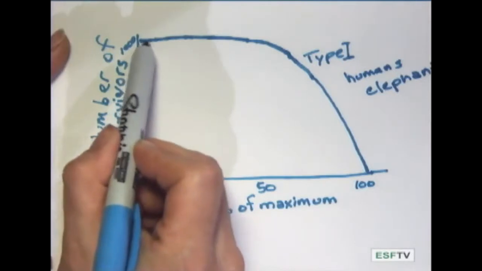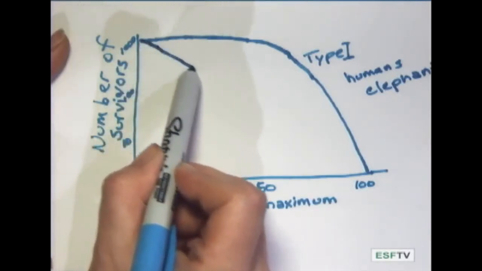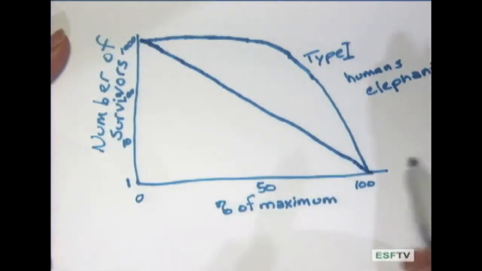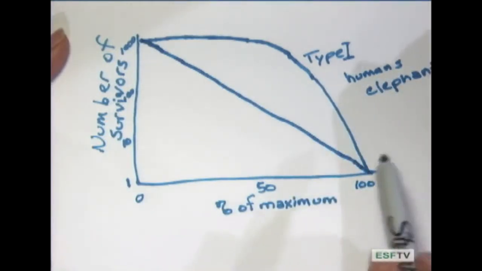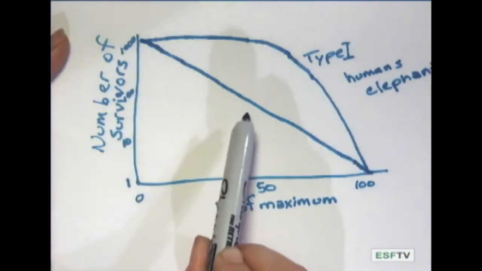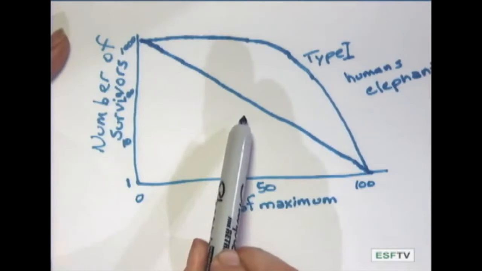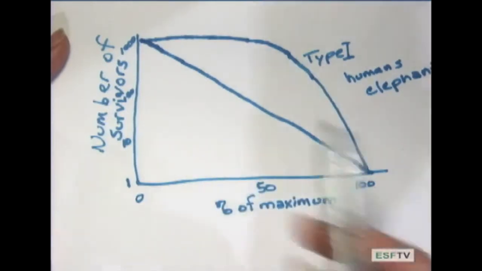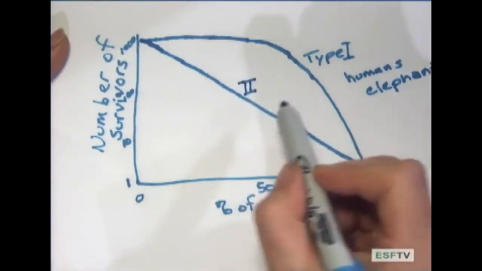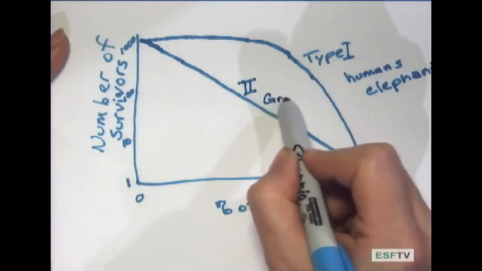And then you have organisms whose susceptibility to mortality is the same whether they're very young or at 50% of their maximum lifespan or 100% of their maximum lifespan. Those are type 2 organisms, again represented by these ground squirrels.